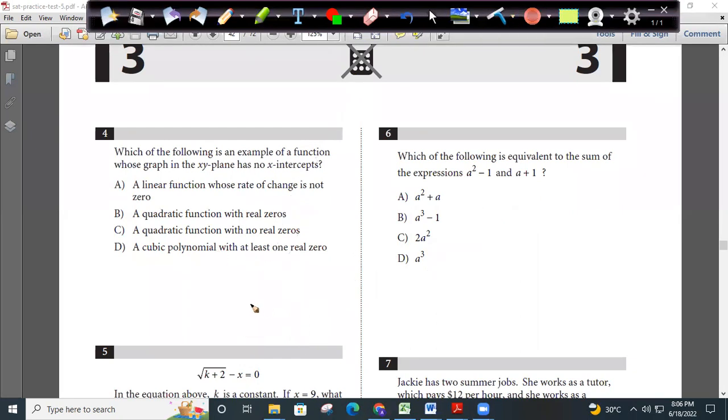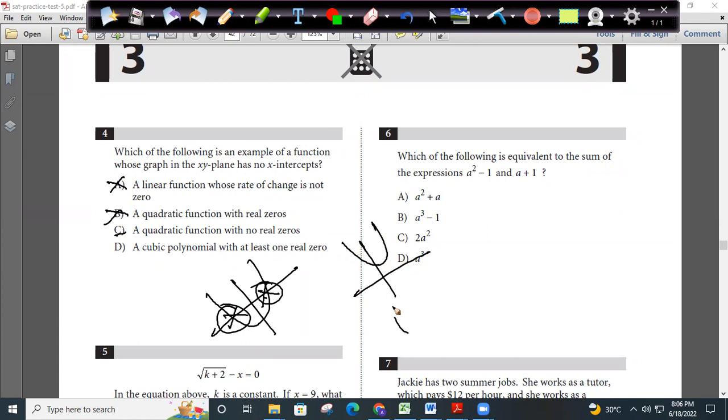Now B, a quadratic function with real zeros. A quadratic function with real zeros, clearly I'm saying it has 2 real zeros. Real zeros itself is an x-intercept. So B for Bangalore can never ever be the answer. Now C for Chennai. A quadratic function with no real zeros means you don't have any real zeros, means it should be like this or like this. It cannot touch the x-axis. So definitely C for Chennai is your answer.